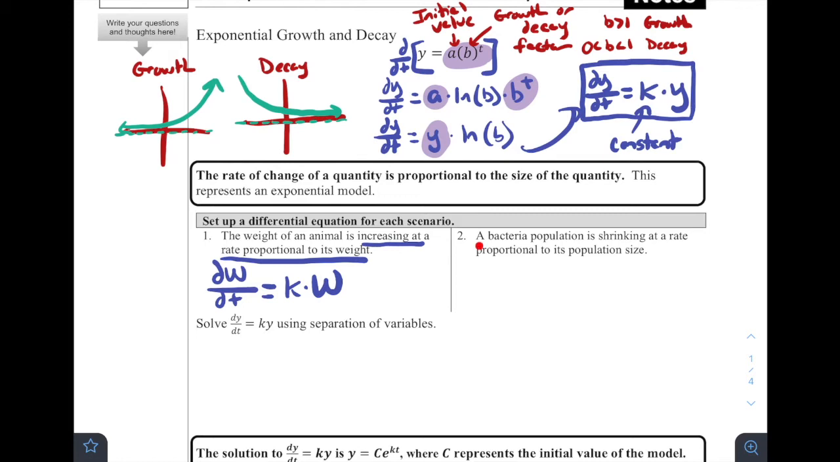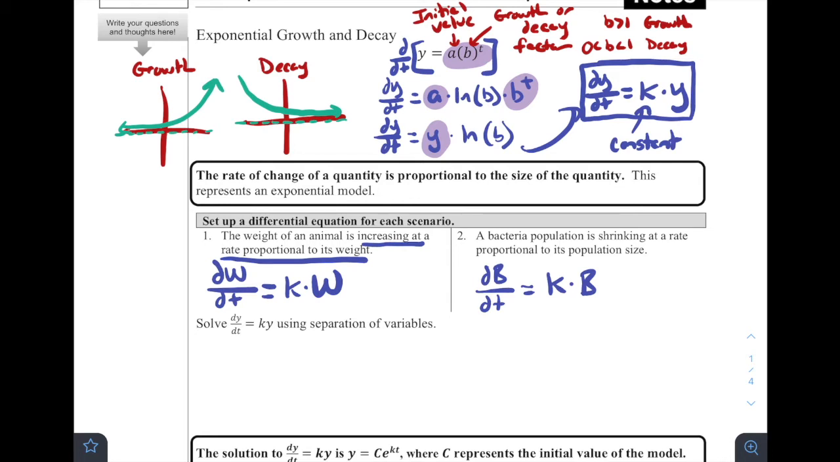Nice. Number 2, a bacteria population is shrinking at a rate proportional to its population size. So the bacteria population is changing, so we're going to say dB over dt, the change in bacteria with respect to time, is shrinking at a rate proportional to its population size. Because it's proportional, we're going to have this k times the population size, which I'll just call b in this case, the number of bacteria.